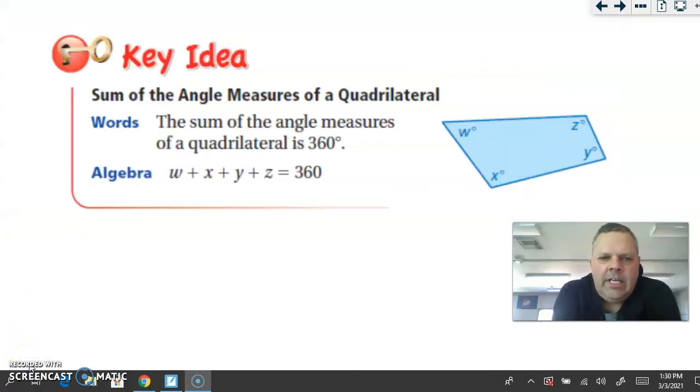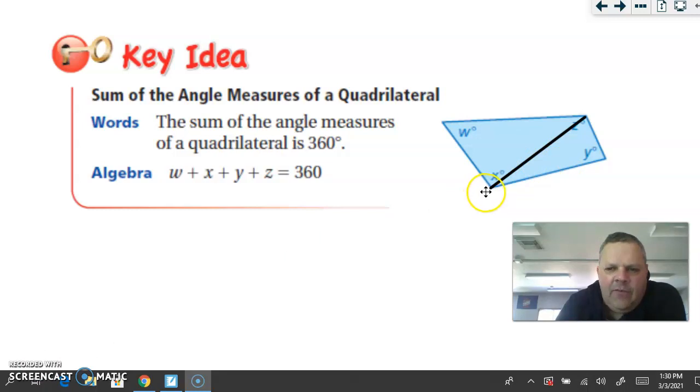Our next key idea for today is the sum of the angle measures of a quadrilateral will always equal 360. We just completed a lesson on triangles where we knew that triangles were 180, and if I take this and divide it into triangles right here, I get a triangle here and a triangle here. Obviously, we have 2 triangles. 2 times 180 gives us 360.